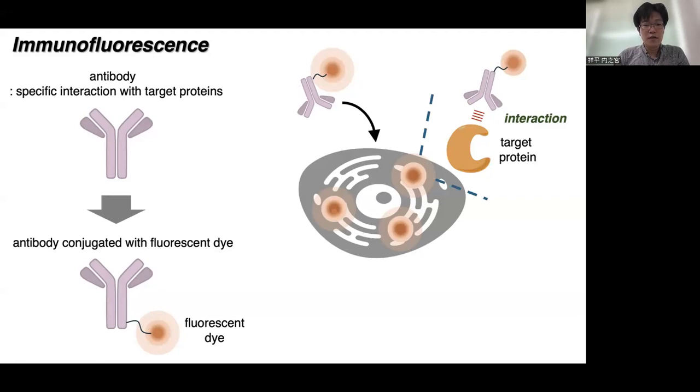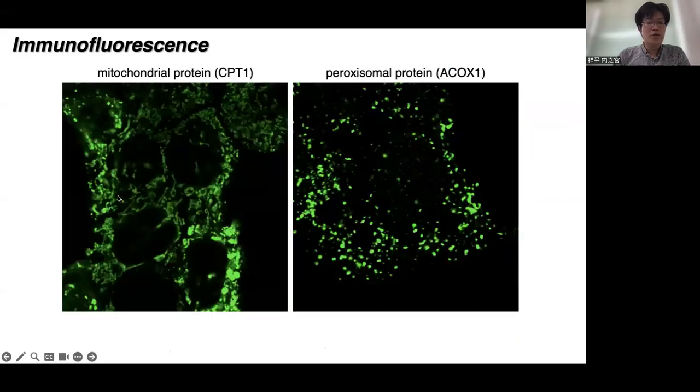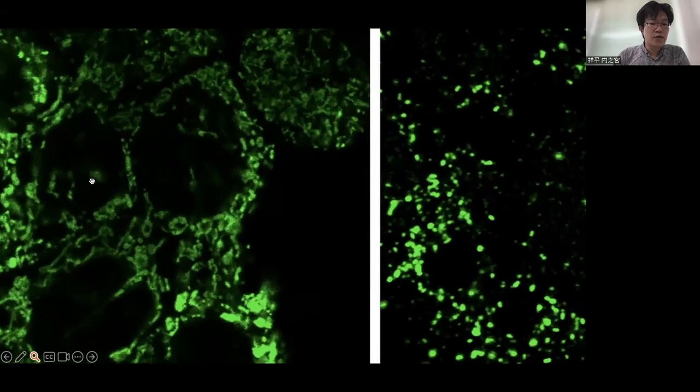And we can also know the dynamics of the protein by observing the cells upon stimulation with something. Okay, so this is an immunofluorescence image taken by myself. And this is a protein localized at mitochondria. Can you see some structure here? This is a mitochondria.